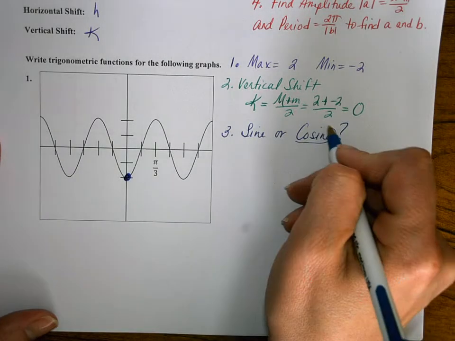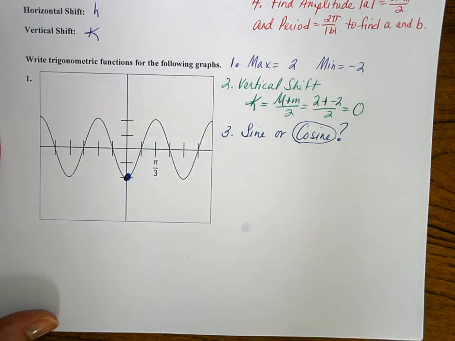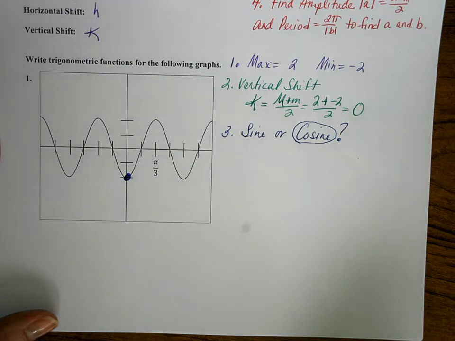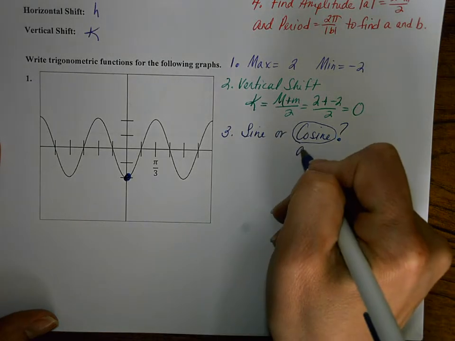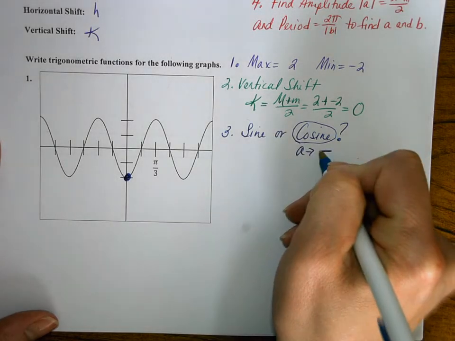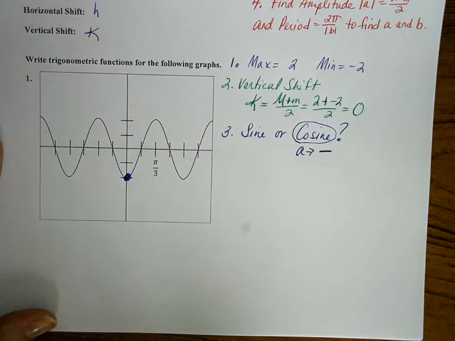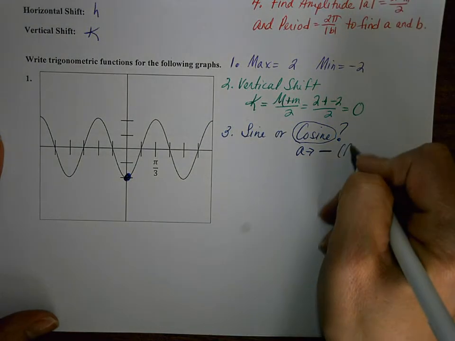But now I have a question for you. Because it crosses the y-axis at the minimum, is there anything else that we know about this equation? It's a reflection, which means what in my equation? The A has to be negative. If there's a reflection, I know that I need to represent it. My A has to be a negative value because there's a reflection.